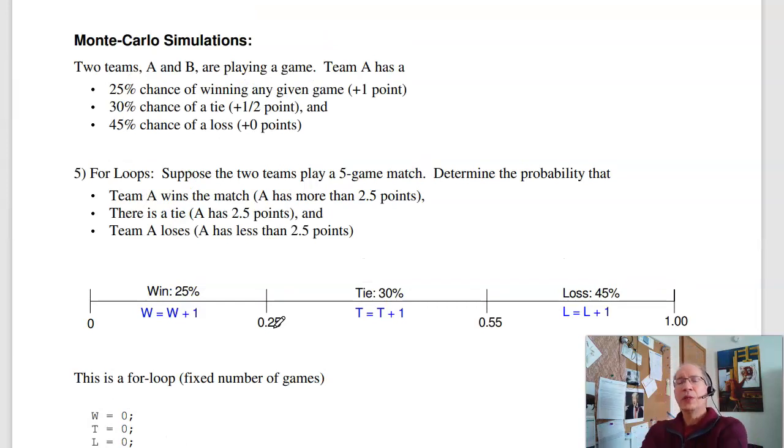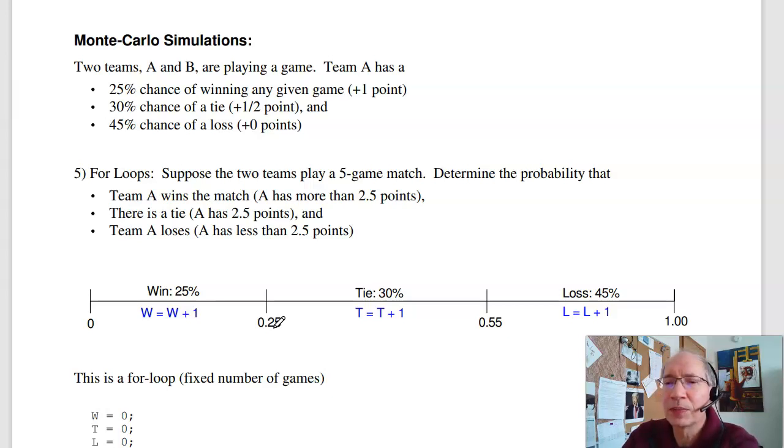With Matlab, you can also do for loops. You can write little loops in your system. A loop where that's useful is something like this. I have two teams playing a game. In any given game, A's got a 25% chance of winning, 30% chance of a tie, 45% chance of a loss.